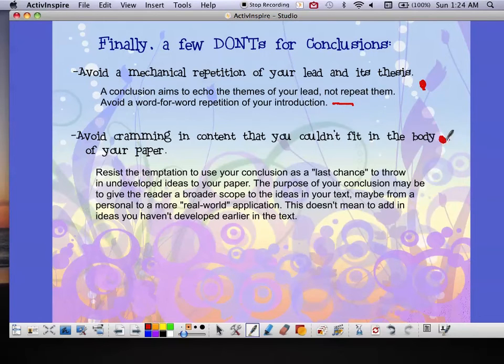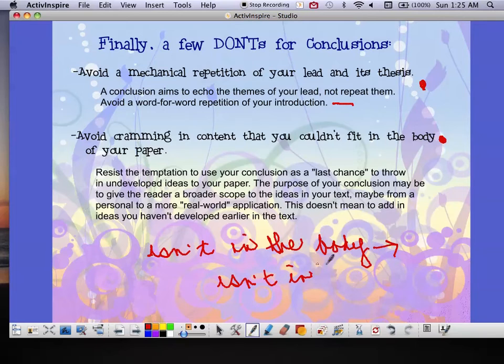Secondly, please don't cram everything you forgot to put in the body of your paper into your conclusion. Remember a rough rule that if it isn't in the body of the paper, it isn't in the conclusion. The only thing that should go in the conclusion are things that were fully developed in the body of the paper. The conclusion isn't like your last chance to say it all. Okay, your conclusion is like you're tying things up, you're getting ready to leave the reader with something to think about. So you can't add in ideas that you haven't developed earlier in the text.